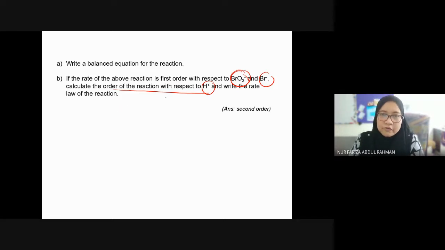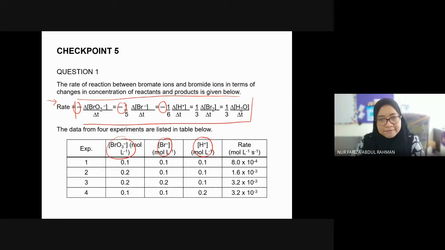So how will you solve this? Ideally, based on what we have learned so far, of course we will look for the experiments where bromate and bromide ion concentrations are the same. Right? Which is 0.2 here, they are the same, but here it is not the same. Because we want to find H plus, we will also look for 0.1, 0.1. Yes, number 1 and number 4.